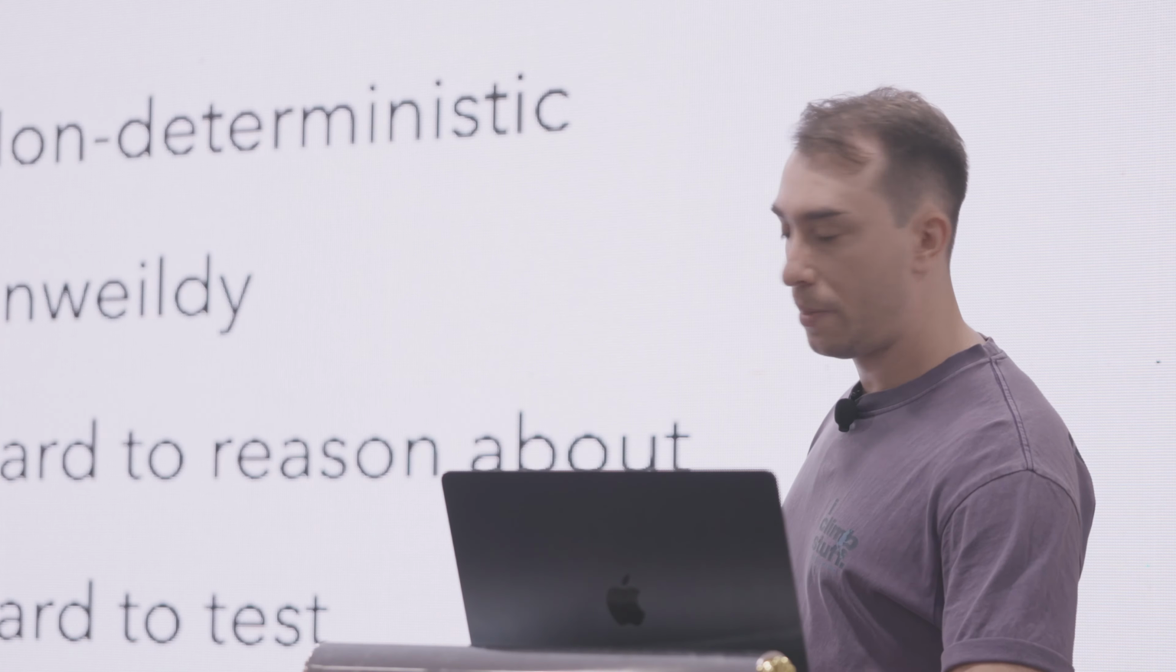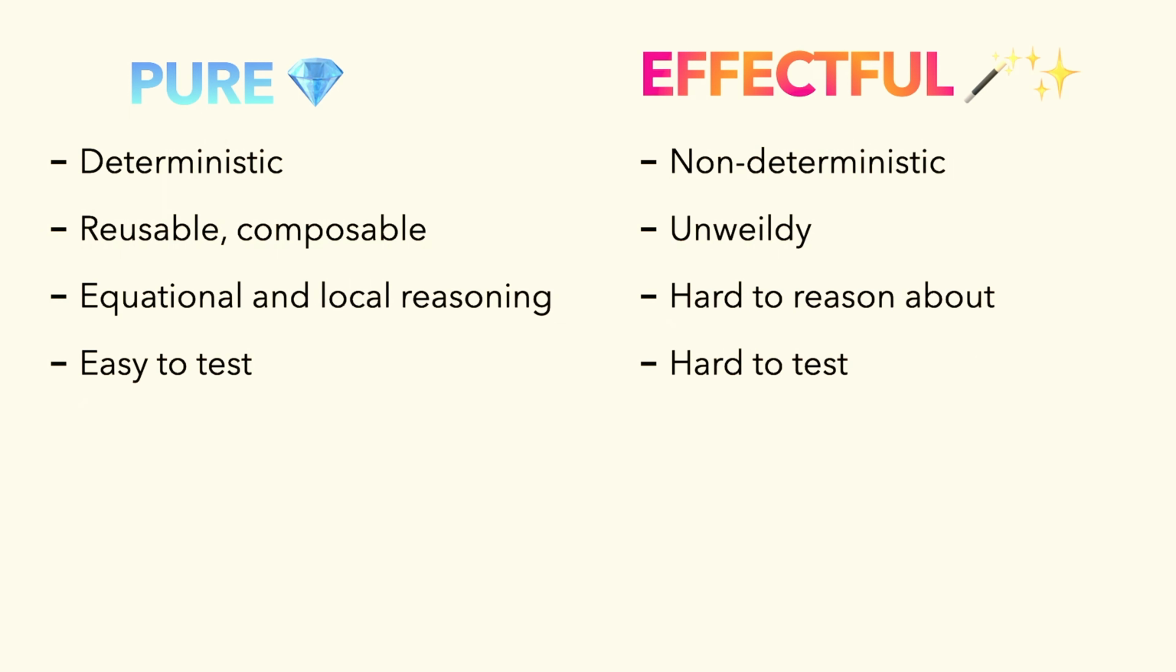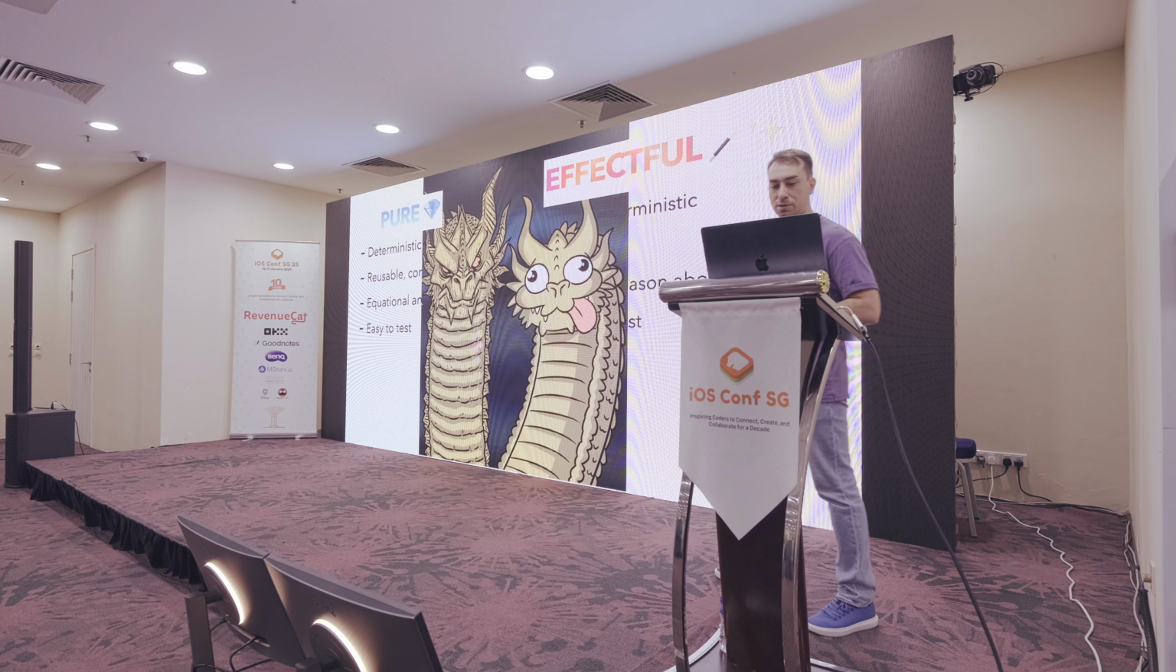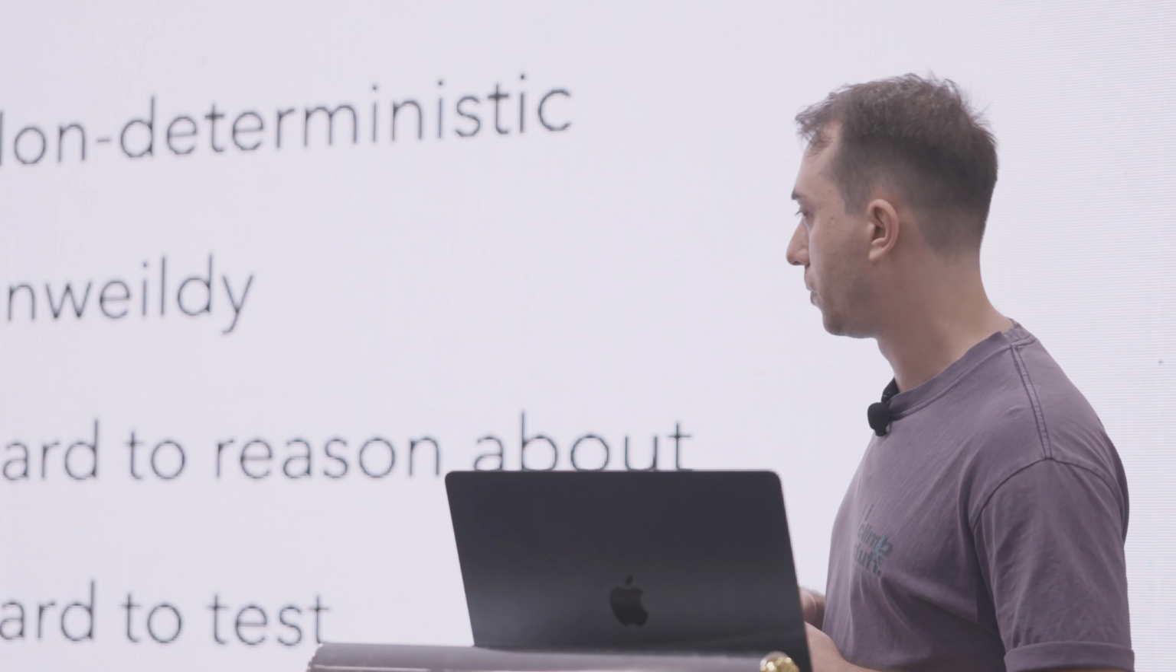Now, to sum up, pure functions are deterministic, reusable, composable. We can reason about them locally using equational reasoning, very easy to test. Effectful functions are non-deterministic, often unwieldy, hard to reason about, and hard to test. So based on these properties, it might sound like pure functions are just amazing and effectful are kind of silly and stupid. But that cannot be further from the truth.